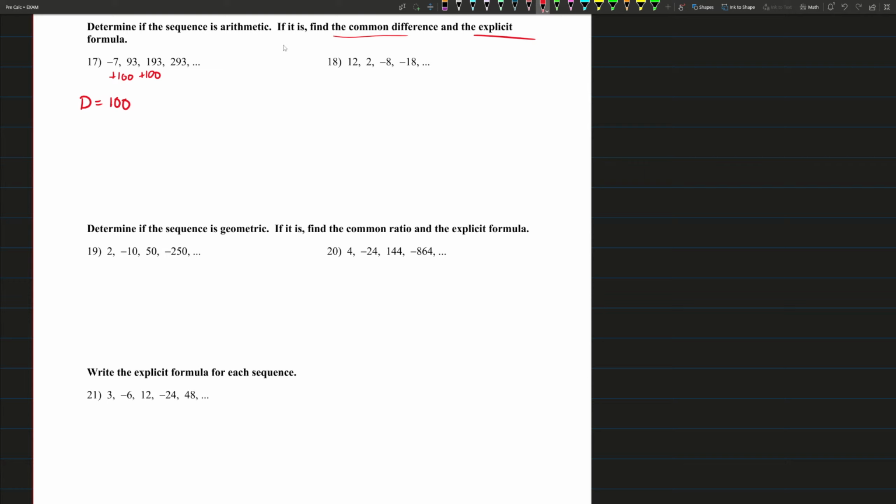Realizing that it is an arithmetic sequence is worth 1 point. Finding the common difference is another point. And finding the explicit formula, the nth term, is another. The nth term is n minus 1 times the common difference plus the first term. In this case, it's n minus 1 times 100 plus -7. This is what I'm looking for. You can simplify this if you want, but that's all you need.